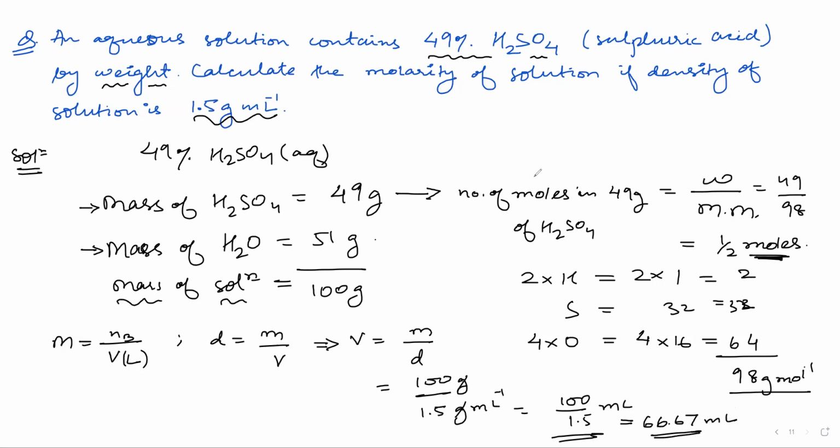Yes, sir. 66 point, right? Yeah. Now, what do we have? We have got both the things. What are the things that we need for molarity? The things that we need for molarity are the number of moles of solute and the volume. We just have to convert this volume into liters. So, molarity will be equal to number of moles of solute divided by volume in liters.